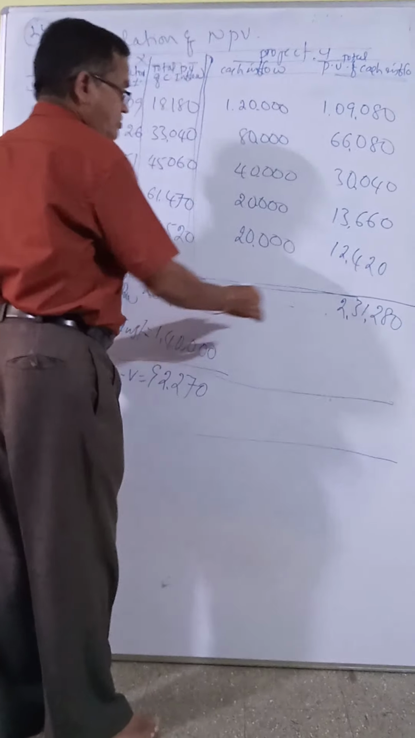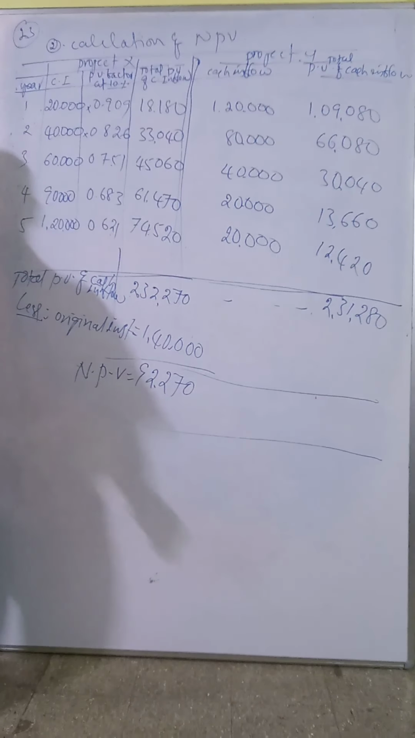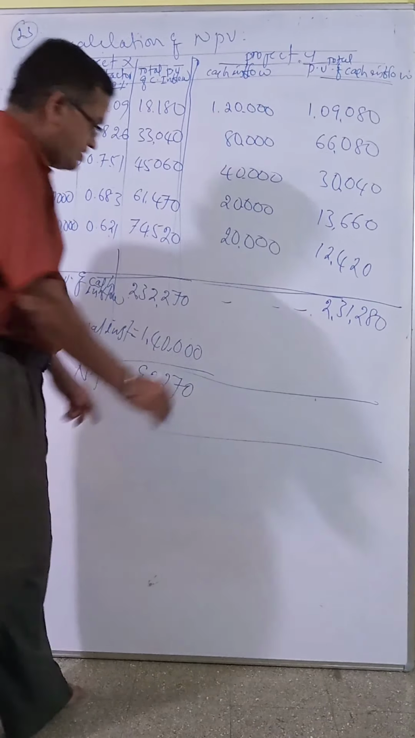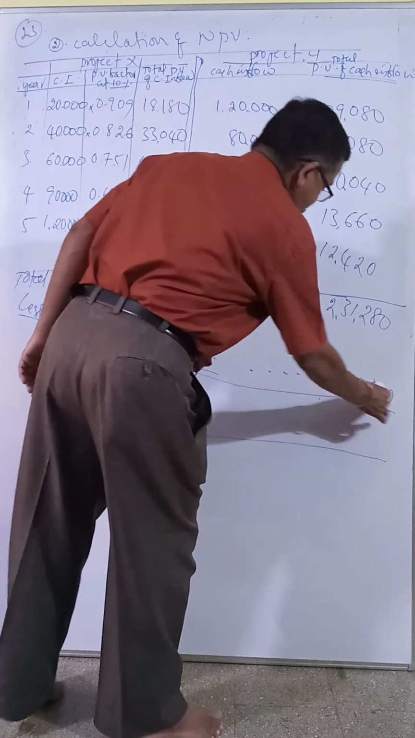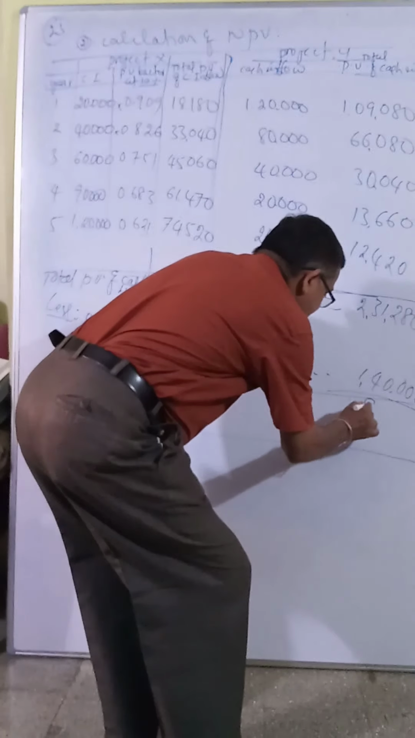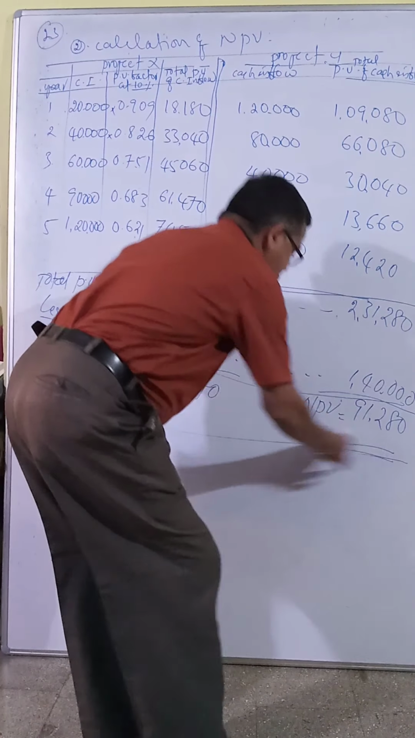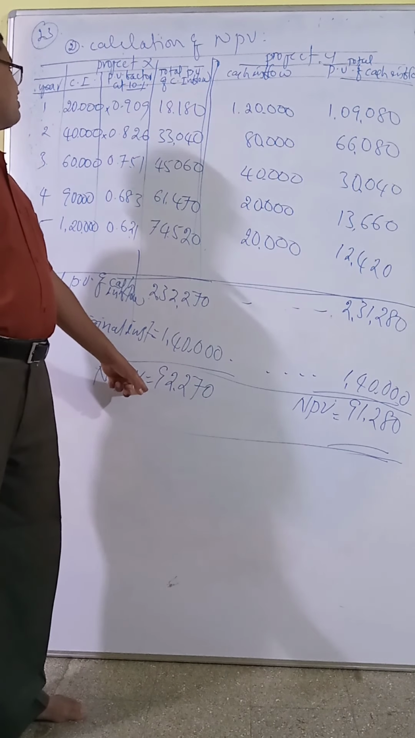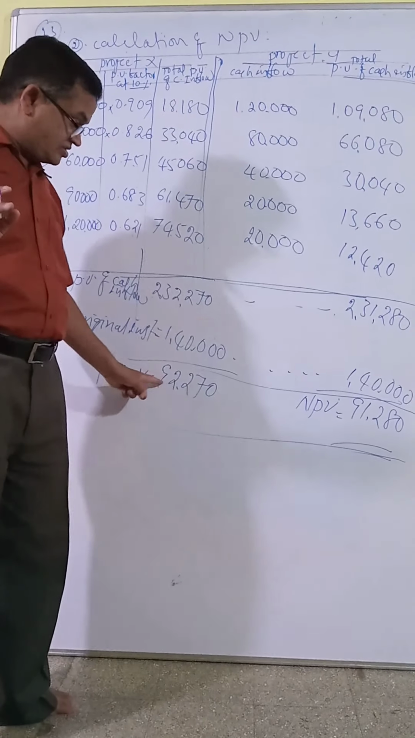Now less original investment. Project X is 1,40,000, project Y also 1,40,000. You have to deduct this minus this, 91,280. This is called net present value. NPV of project X is greater than that of project Y, so project X should be selected.